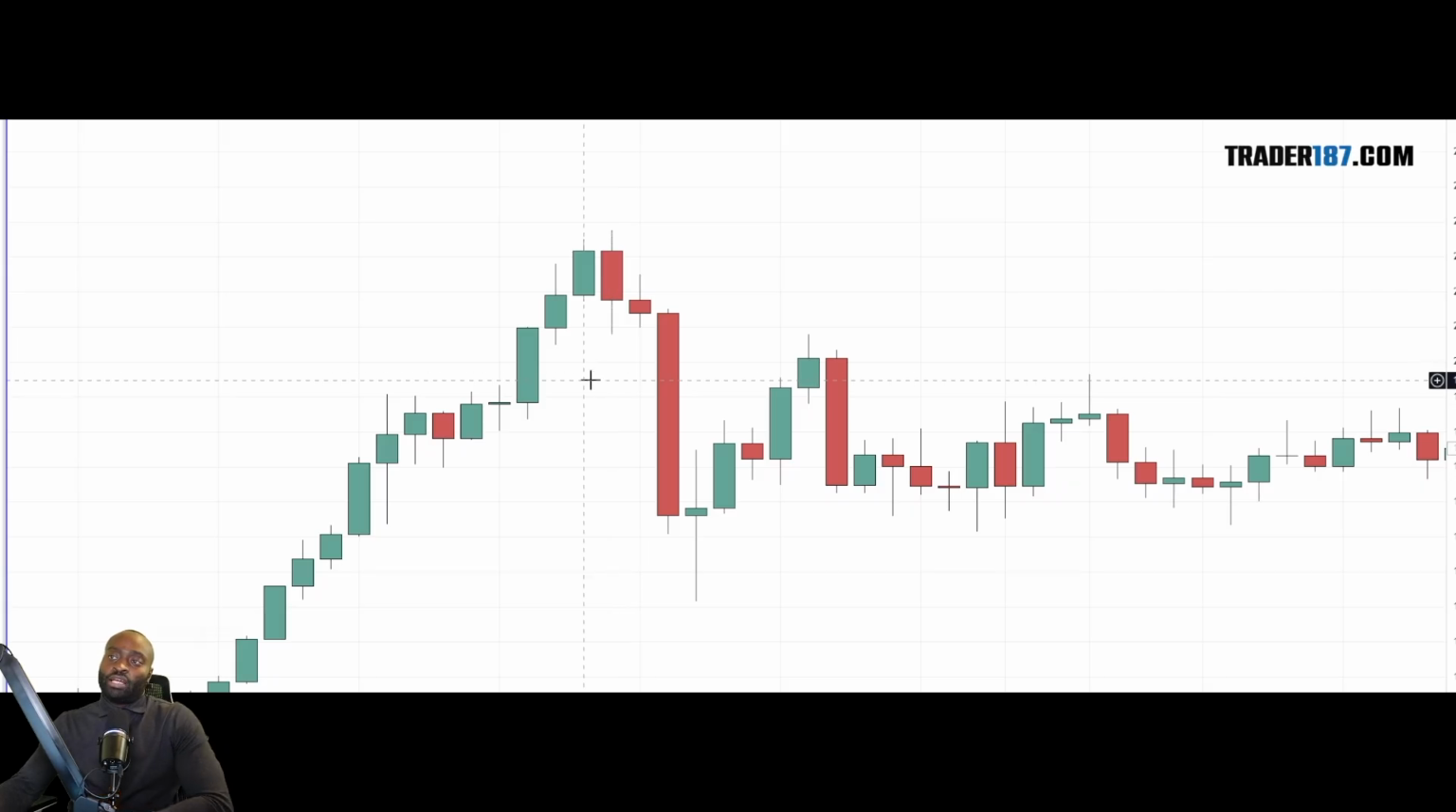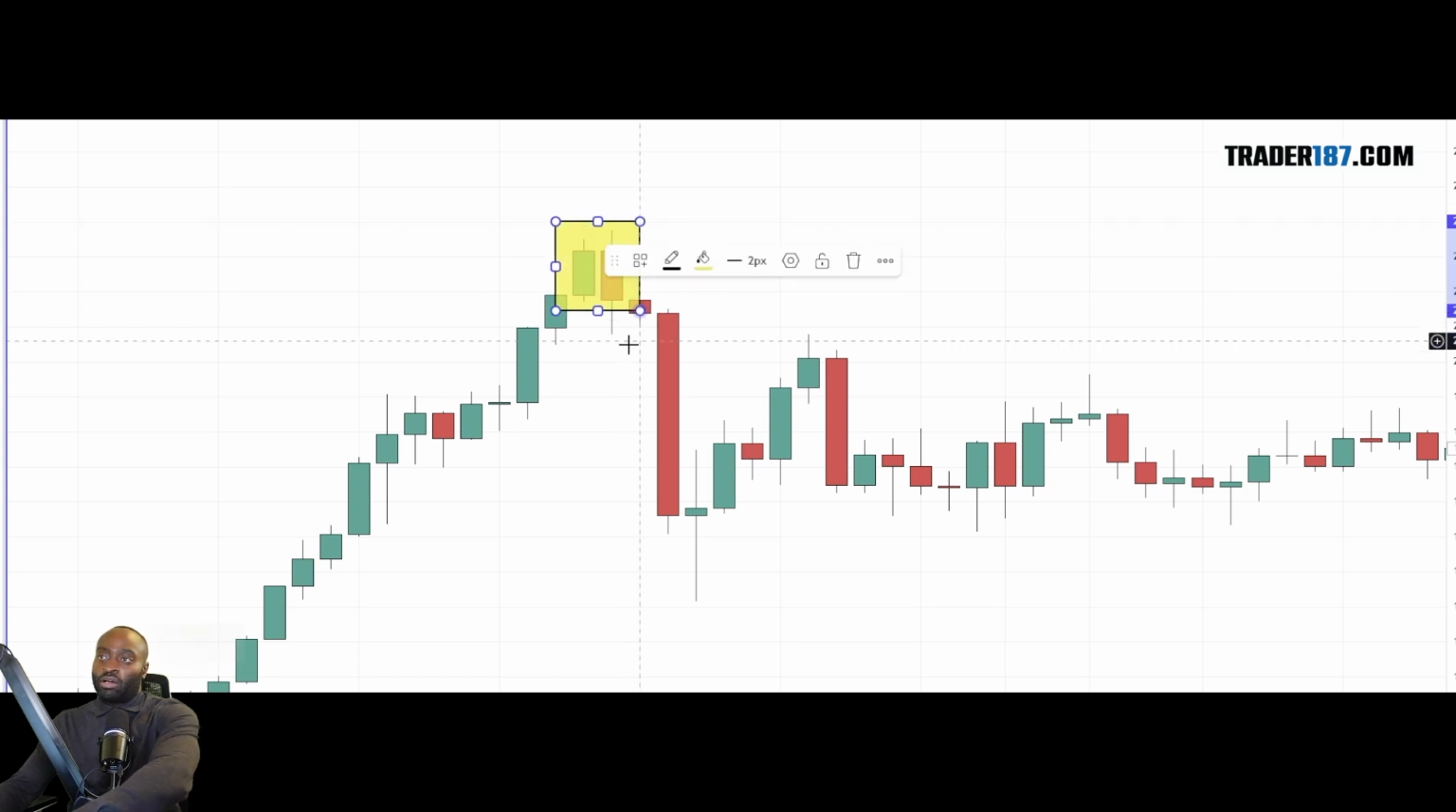The first thing we're looking at is marking out our level of resistance. So we can see that price rallied, has gone higher, and now we have a bearish engulfing candlestick pattern. The reason it's a bearish engulfing candlestick pattern is because on this candlestick, the bearish body in red is larger than the previous bullish body in green. So this is a bearish engulfing. Look at my previous videos that will give more of an explanation.